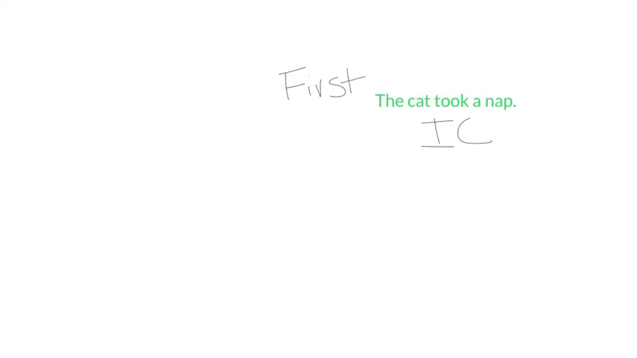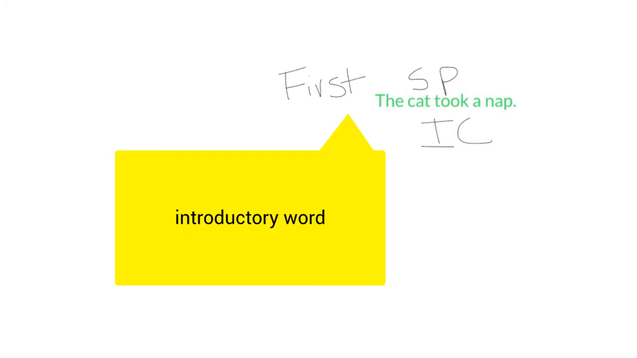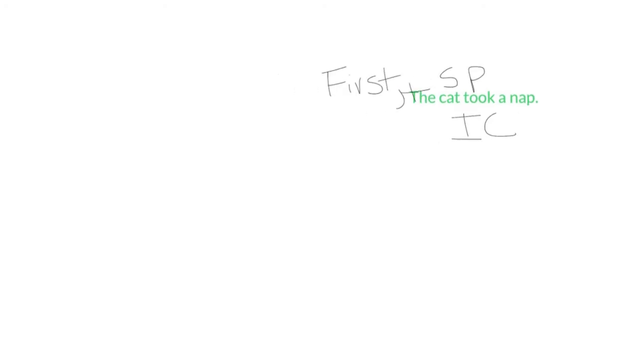This is not a part of my independent clause. My independent clause is still the cat took a nap. The cat is still my subject. Took is still my predicate. This is the complete idea on its own. So first is extra. It's an introductory element, and I'm going to separate it from my sentence with a comma.